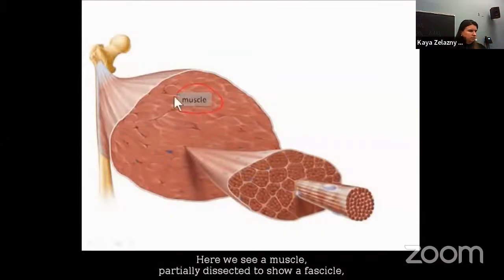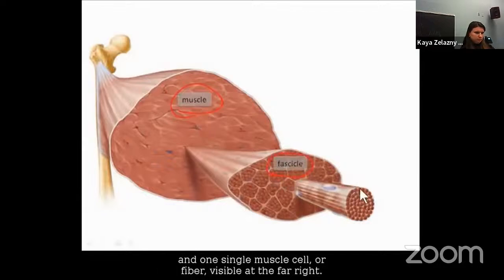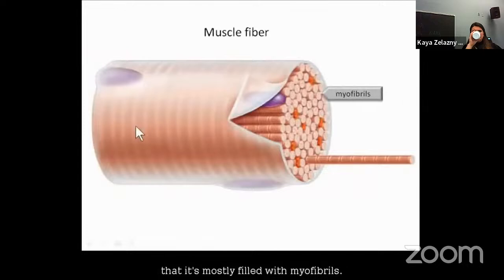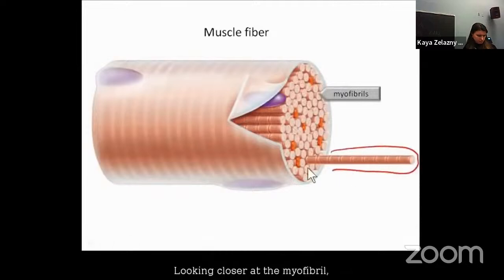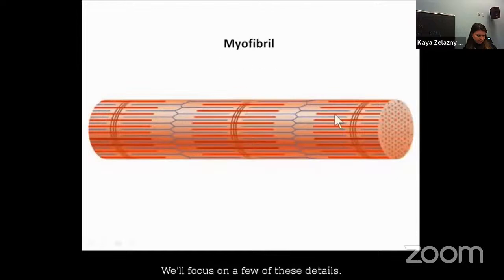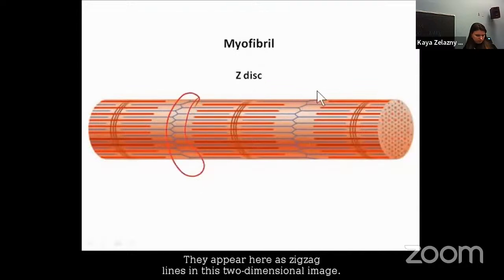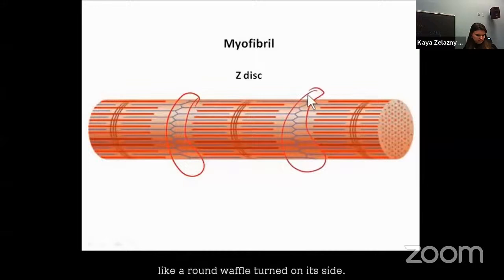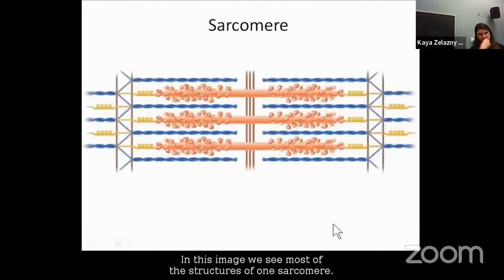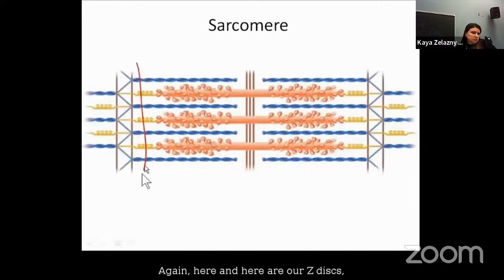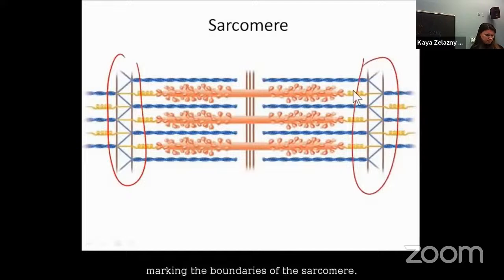Here we see a muscle. A closer look at the muscle fiber shows that this one single muscle we see one line. Looking closer at the muscle, we'll focus on the Z lines. The Z is the boundary. The sarcomere is the basic structure. In this image, we see most of the structure is one structure. We have Z here and here, marking the boundaries of the sarcomere.